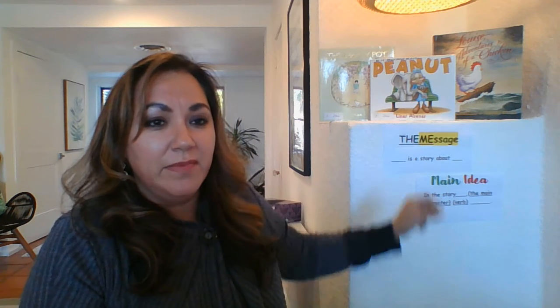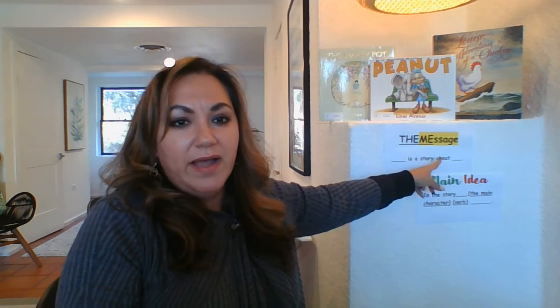Now with theme, it's pretty generic. Peanut, for example, is a story about friendship. And so if you think about it, there are lots of stories that are about friendship. So it's a very generic, very short idea of what the story is about, what the message is about: friendship.